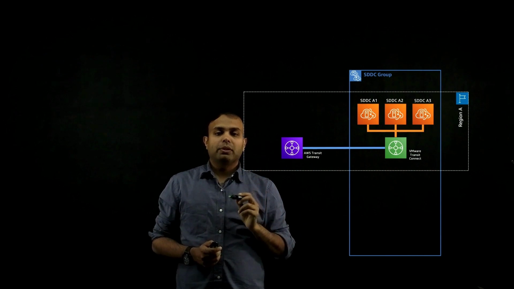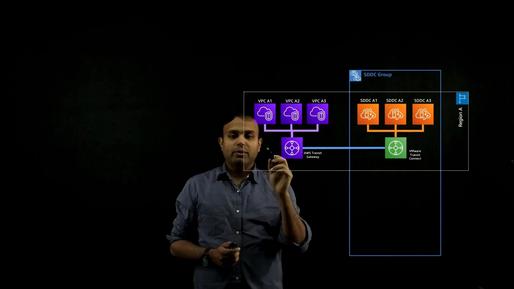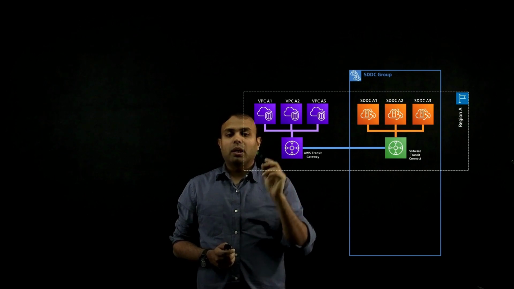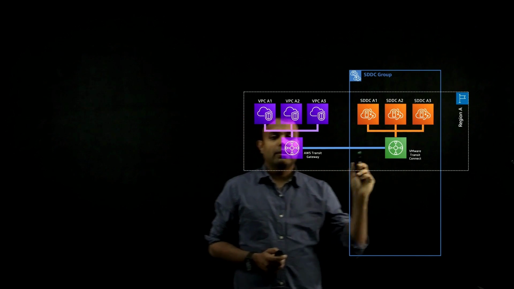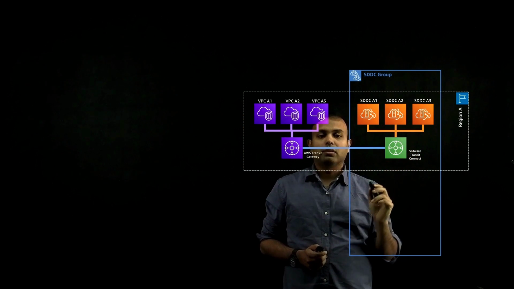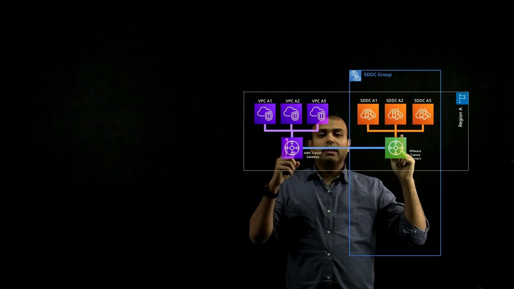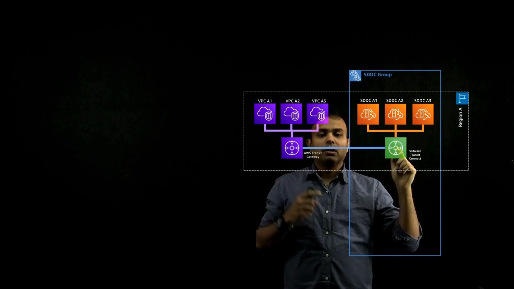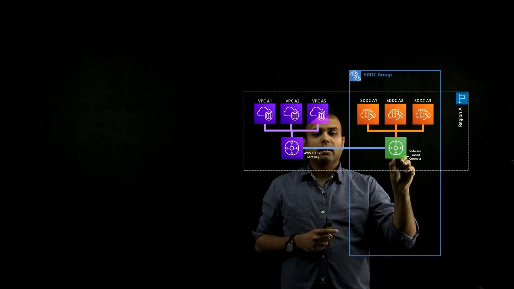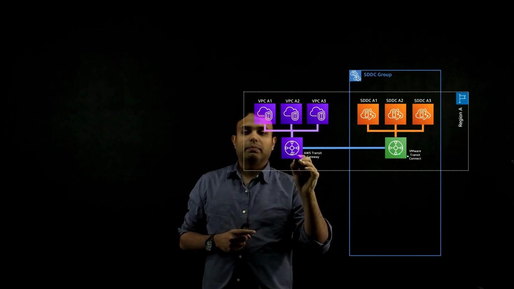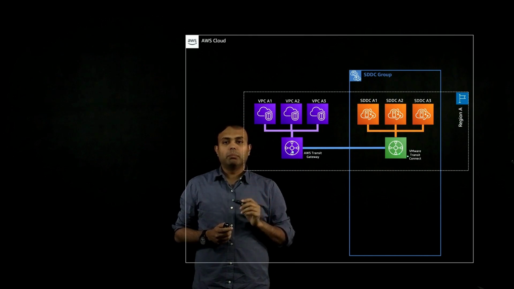Now, Amazon VPCs in the same region can connect to the AWS Transit Gateway. As you can see here, the VPCs are now able to talk to each other using the AWS Transit Gateway, whereas the SDDCs are able to talk to each other using the VMware Transit Connect. Now, for these VPCs and the SDDCs to be able to talk to each other, we can leverage the attachment that goes between the VMware Transit Connect and the AWS Transit Gateway. Now, all of this networking happens within the AWS cloud.